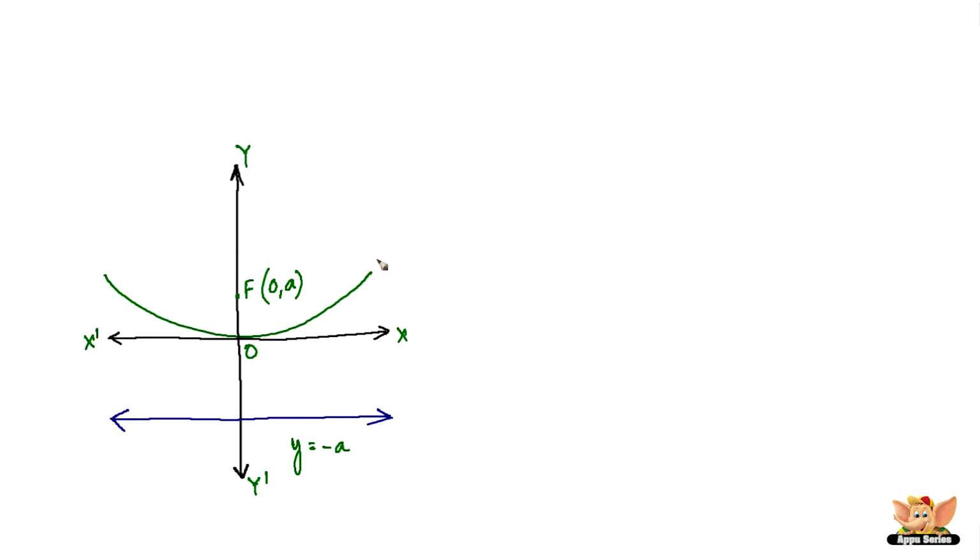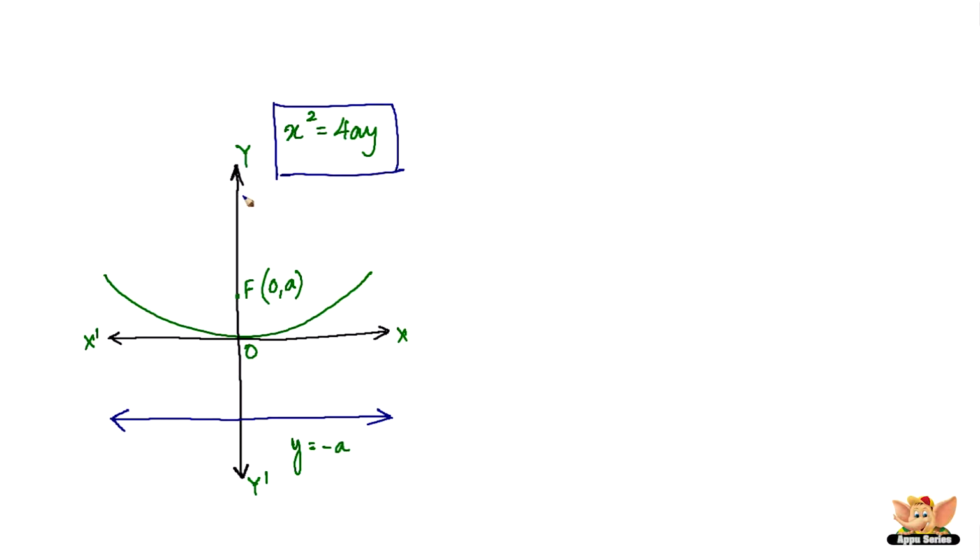This green curve is the parabola that we're talking about, and it has a focus with coordinates 0 comma a. It also has the directrix, the fixed line, which is horizontal in this case, and whose equation is y equals negative a. We of course have the x-axis and the y-axis, and an important thing is that in this case the vertex of the parabola again passes through the origin. The equation for this curve would be x square equals 4ay.